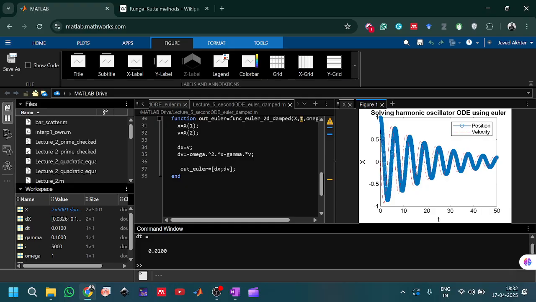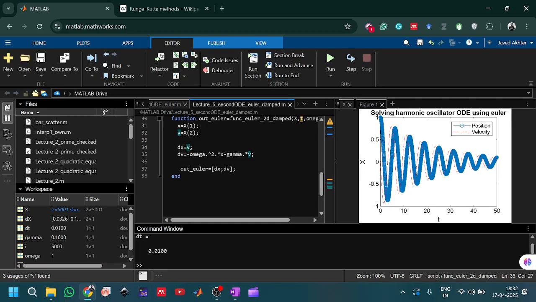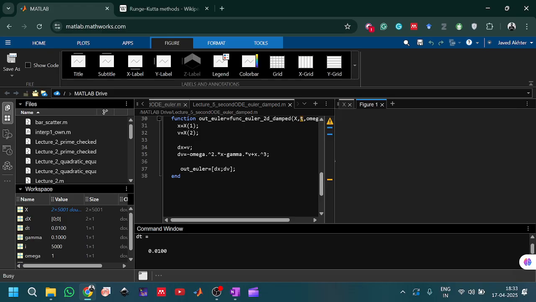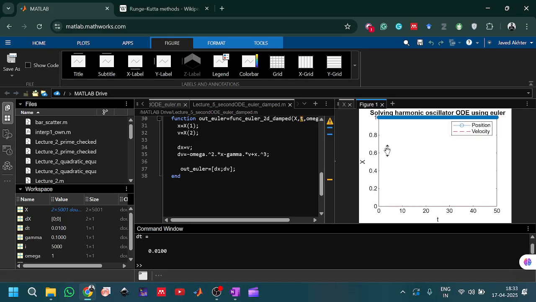You can also change the function. You can input non-linearity also. Maybe you can introduce here x cube if you want. So this is x cube, and let me run it. Okay, it will change the solution. You have to know what the physical system is and how it is behaving, but the idea is the same. This is the process of solving a differential equation.